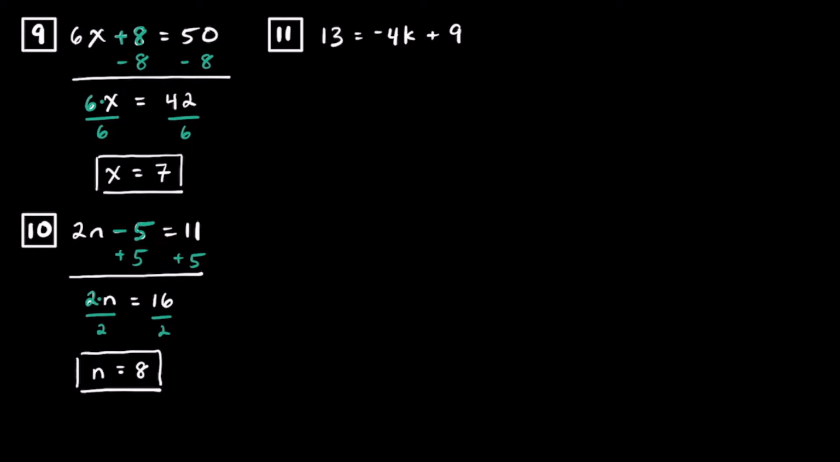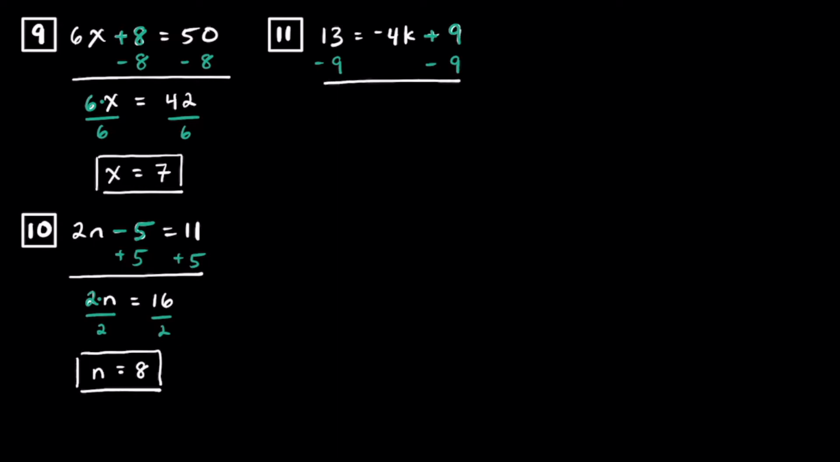For number 11, we have 13 is equal to negative 4k plus 9. So this one might bother you a little bit because the variable's on the right side, but try to remember that it doesn't matter which side it's on. So let's start with undoing the addition that we see here. So the opposite of this plus 9 is going to be subtracting 9. So let's go ahead and do that to both sides of the equation.